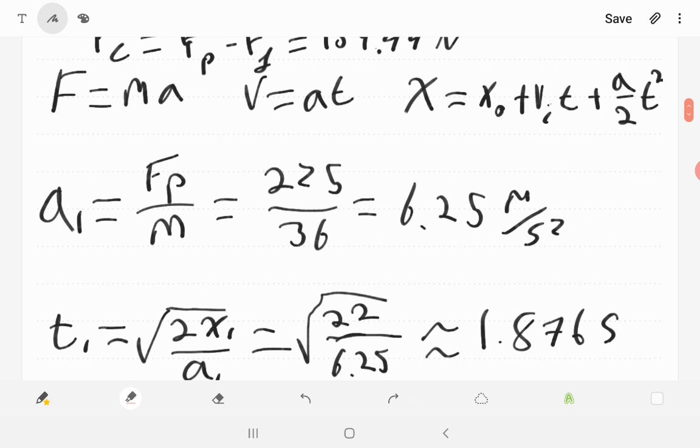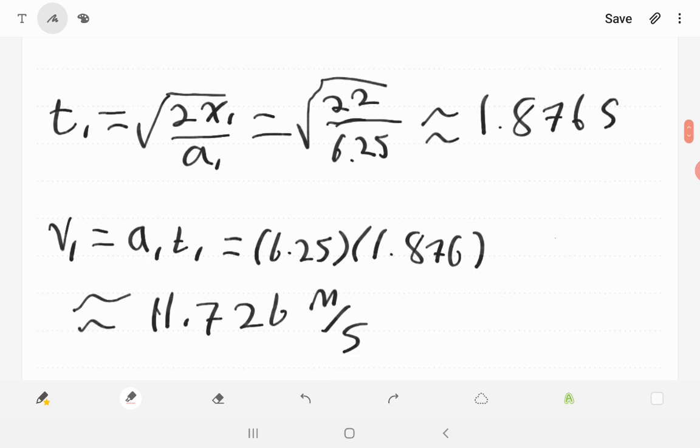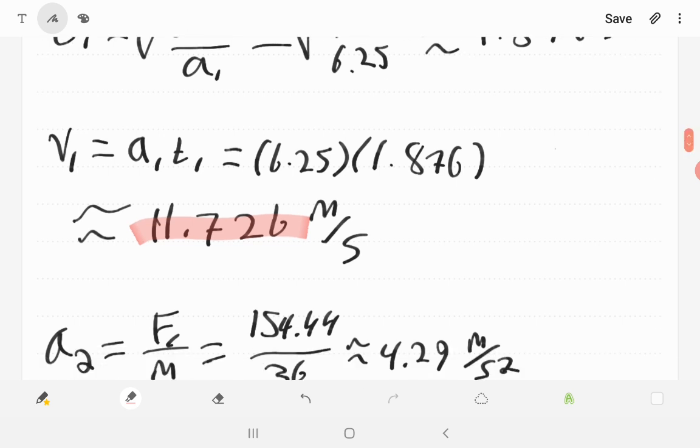Solving our kinematic equation using our 0 for x naught and using 0 for v initial, we will find that the time for the first leg of the journey is simply equal to the square root of 2 times that distance divided by its acceleration. And that gives us a value of about 1.876 seconds. And throwing both of these values into the velocity equation, we are given that the first leg of the journey, we end with a velocity of 11.726 meters per second.